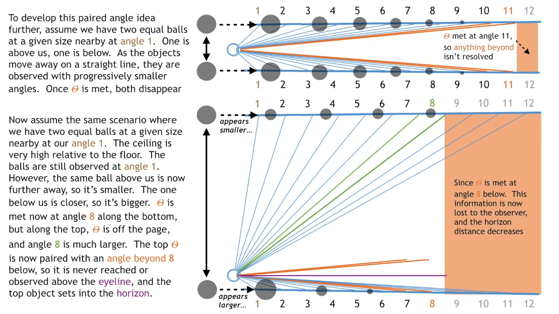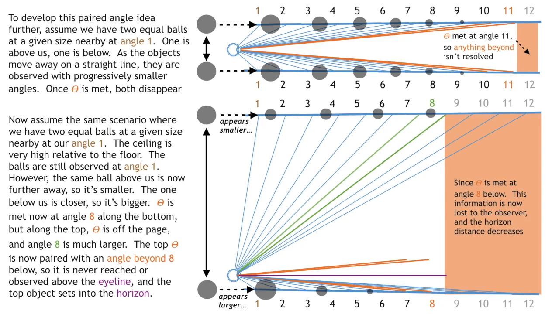But let's alter our diagram now, and now assume the same scenario where we have two equal balls or objects at a given size nearby at our angle 1, but the ceiling is very high relative to the floor now. We've pushed the ceiling up much higher. The balls are still observed at angle 1, however the same ball above us is now further away, so it's smaller. The one below us is closer, so it's a little bit bigger. Theta is met now at angle 8, let's say, along the bottom, because we compress those lower visual angles. But along the top, theta is off the page, and angle 8 is much larger.